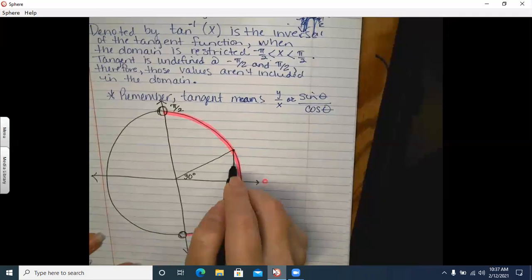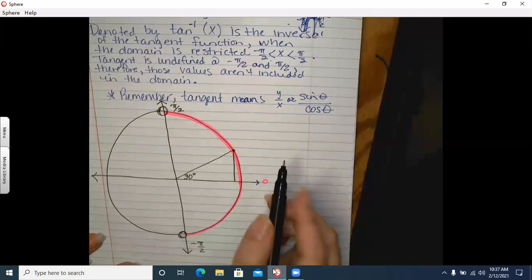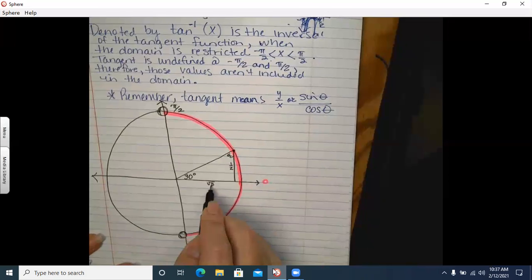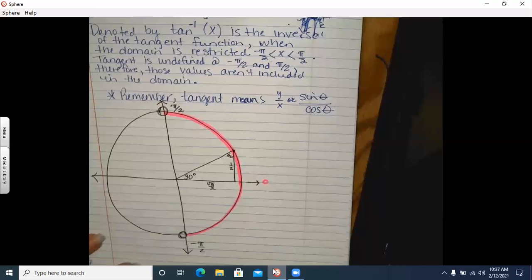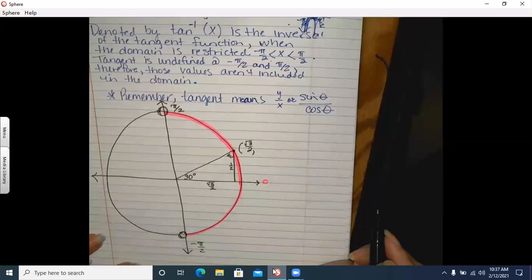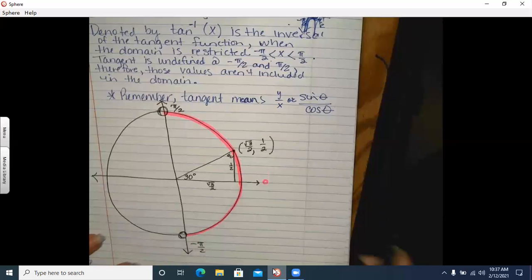What's the measure of the leg across from the 30-degree angle? 1/2. And what's the measure of the leg across from the 60-degree angle? Square root of 3 over 2. So what's my cosine at 30 degrees? Square root of 3 over 2. What is my sine? 1/2. Let's do a 45-degree angle.